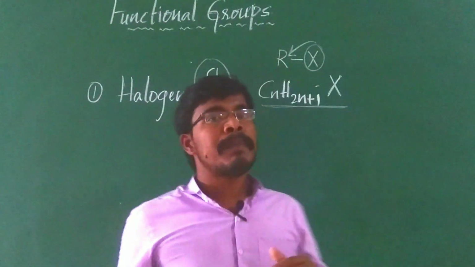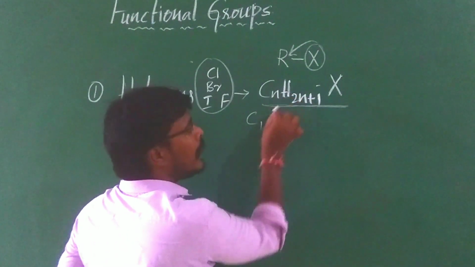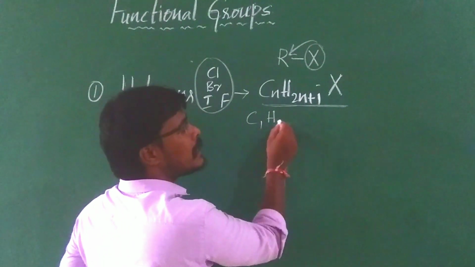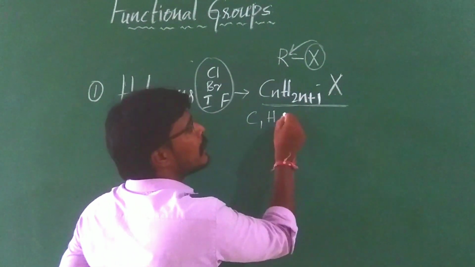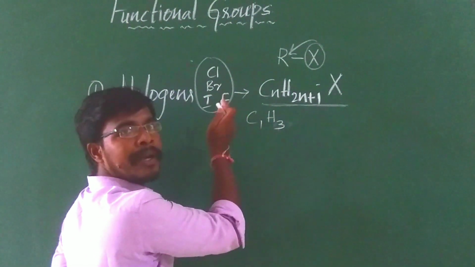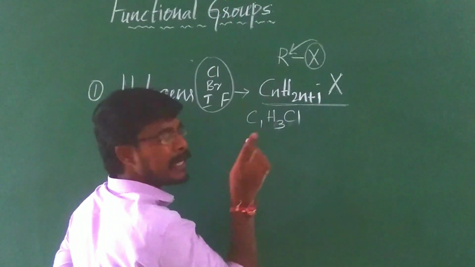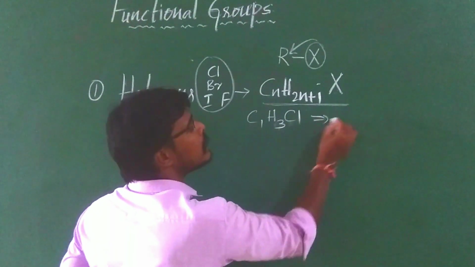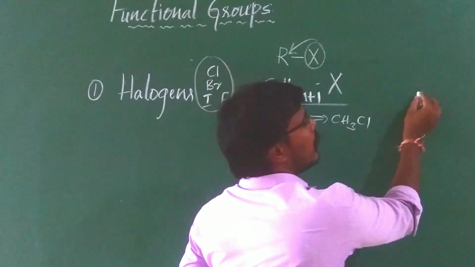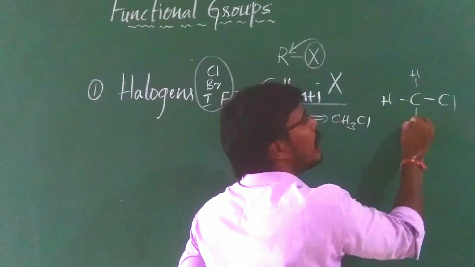I was giving a simple example. Take n equals 1: then H is 2n+1, 2 into 1 is 2, plus 1, so H equals 3. In place of X you can take chlorine, bromine, iodine or fluorine. I took Cl. Then it is nothing but CH3Cl, which I have shown in the diagram just now. It is C with the Cl attached here, and hydrogen, hydrogen, hydrogen.